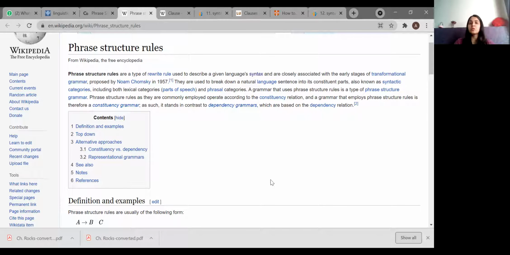So phrase structure rules is actually breaking the sentence into smaller parts, and these smaller parts are later on fixed together to form a whole sentence. All right, now we are going to learn each category of it. That means parts of speech, you can say. It's just parts of the whole sentence. A grammar that uses phrase structure rules is a type of phrase structure grammar. That means you're using grammar. Then phrase structure rules, as they are commonly employed, operate according to the relation. A grammar that employs phrase structure rules is therefore a constituency grammar. That means a whole structure of grammar.